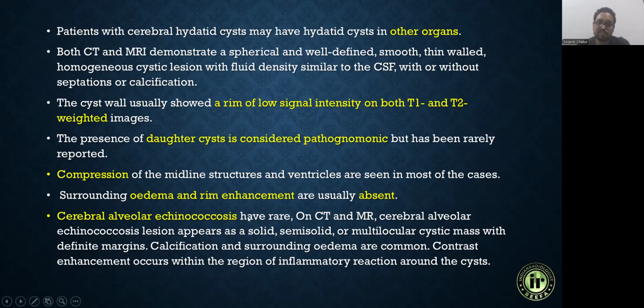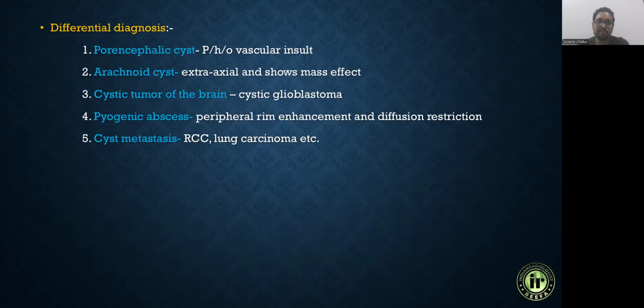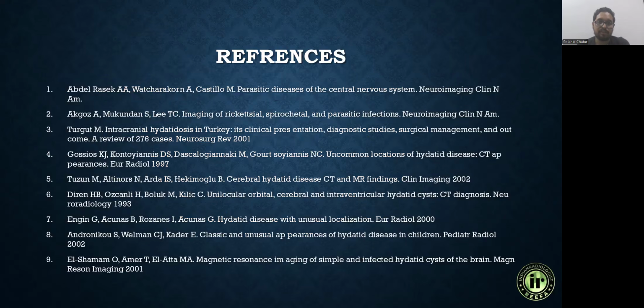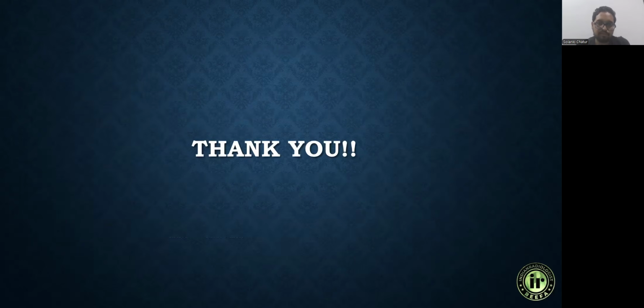Cerebral alveolar echinococcosis is rare, and on CT and MRI it appears as a solid, semisolid or multilocular cystic mass with definite margin. Calcification and surrounding edema are common. Contrast enhancement is seen within the region of inflammatory reaction around the cyst. Differential diagnosis includes arachnoid cyst, neurocysticercosis, cystic tumor of the brain, pyogenic abscess and cystic metastasis. These are my references. Thank you.